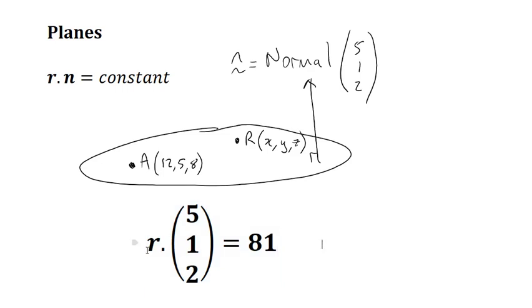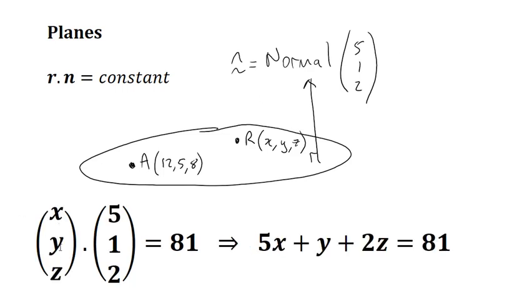Every single point on this plane obeys this little formula here. So it's incredibly easy. Also, if I replace R with x, y, z, I can do that simple dot product and write it out like this here. So these are completely interchangeable. This is called the vector equation of the plane. And this is the Cartesian equation of the plane. You see, it's got that Cartesian feel to it.